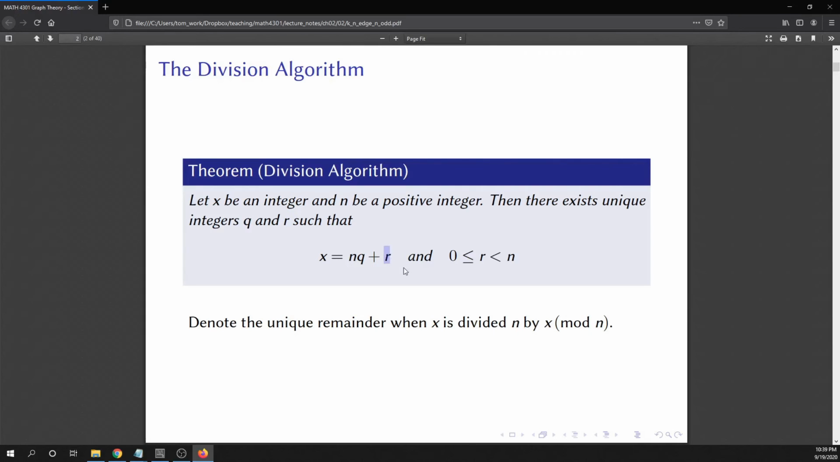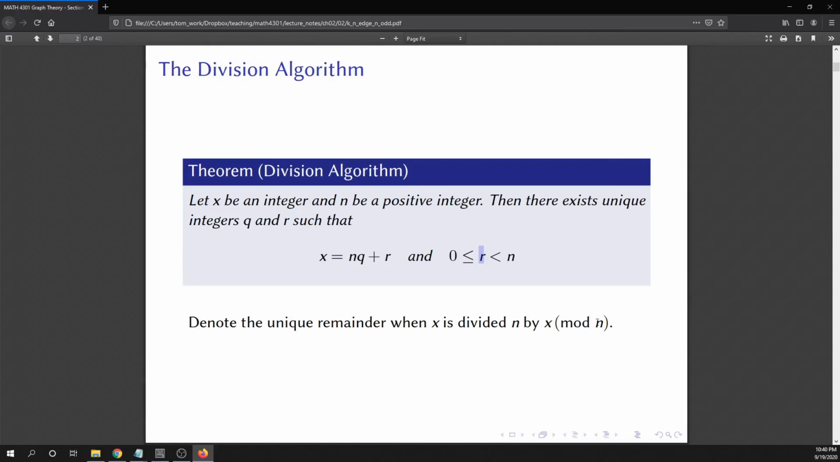What we're really concerned about is this remainder. We want the unique remainder that's greater than or equal to 0 and less than n, what we're dividing by. That unique remainder when x is divided by n, the unique remainder in this range, we're going to denote by x mod n.